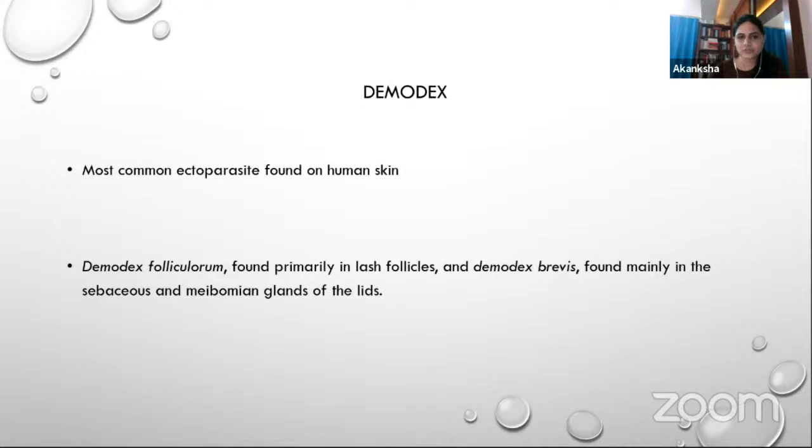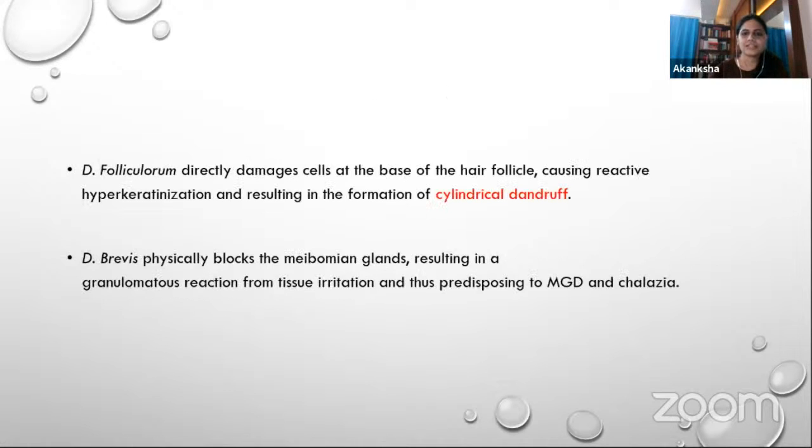So like we discussed, Demodex is one of the causes of blepharitis. It is the most common ectoparasite which is found on human skin. The most common types are Demodex folliculorum, which is mainly in the lash follicles, and the brevis, which is mainly found in the glands. So they act at the base of the lash follicles, they cause cell death there, and because these secretions then collect around the eyelash, what you typically see is cylindrical dandruff around the base of the lash. So when you see cylindrical scales, always have a diagnosis of Demodex in your mind.